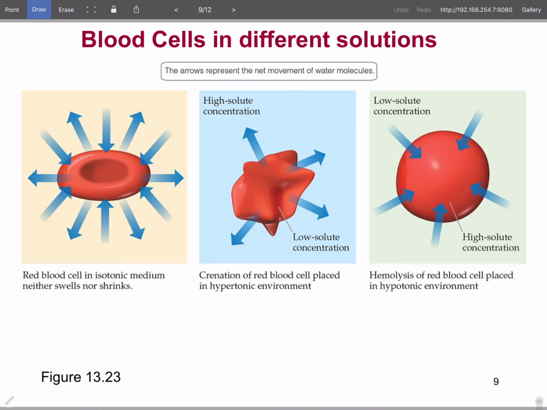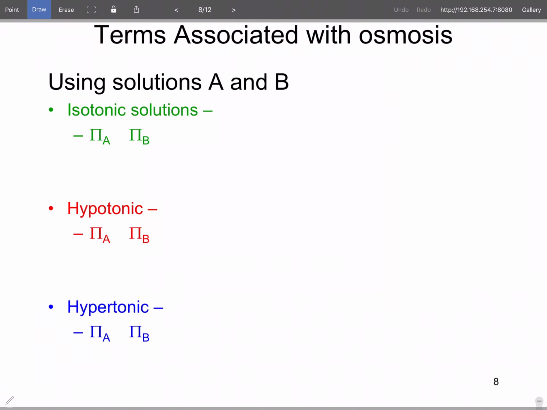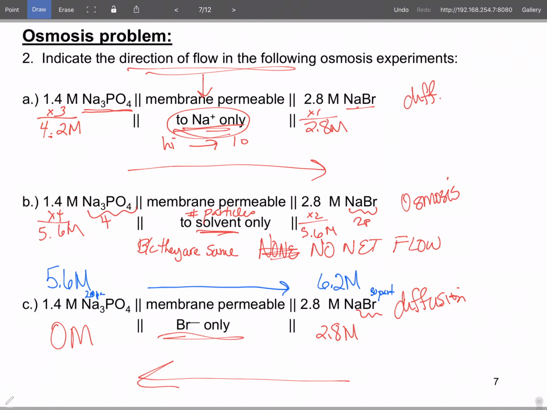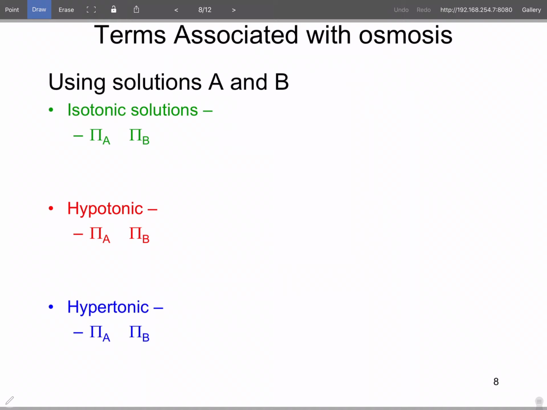Oh, somehow I skipped a slide. And I'm like, wait, that was the cool slide. So before we get to the cool slide, which is critical for IVs and stuff, let's talk about what we're going with. We're going to use two solutions, A and B.